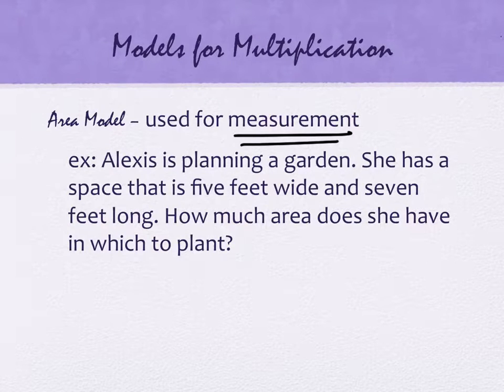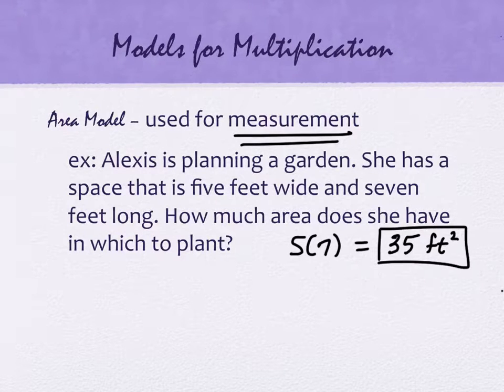Alexis is planning a garden. She has a space that is 5 feet wide and 7 feet long. How much area does she have in which to plant? So we are 5 feet by 7 feet. We recognize, of course, that that's multiplication. We should be getting an answer of 35. Do you know what the units are? Square feet, which is how we write it like this.